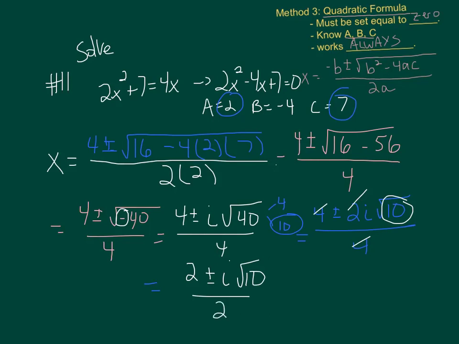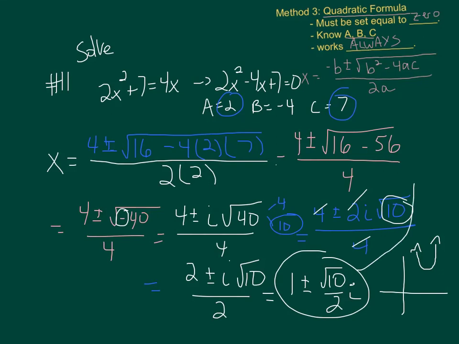And then if you want, you can even split that apart. 2 over 2 would just be 1 plus or minus root 10 over 2 i. That's the way that you'll see the answer in the book. Okay. Now notice, these are complex roots. That means this parabola, if you graphed it, would never touch the x-axis. I want you to circle the answer there and put the fact that these are complex roots. That means the parabola never touches the x-axis. They're not real roots. They're imaginary roots.